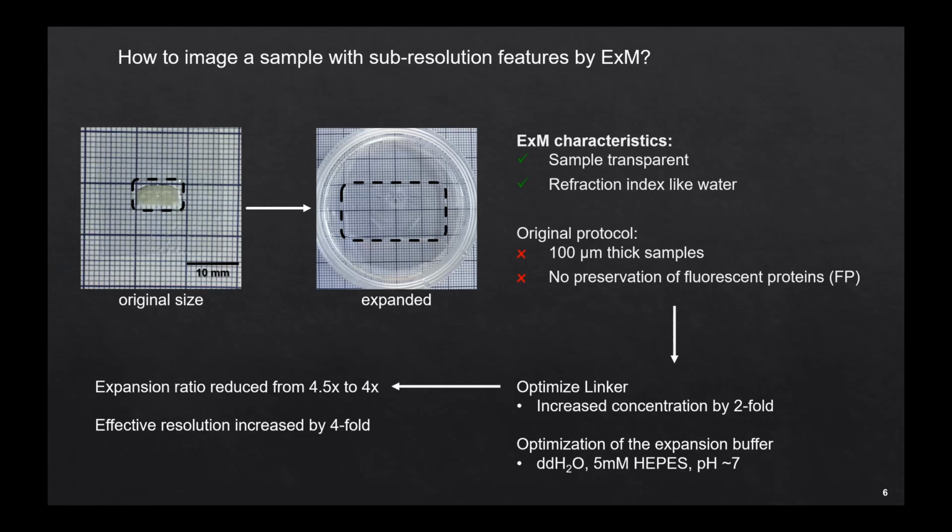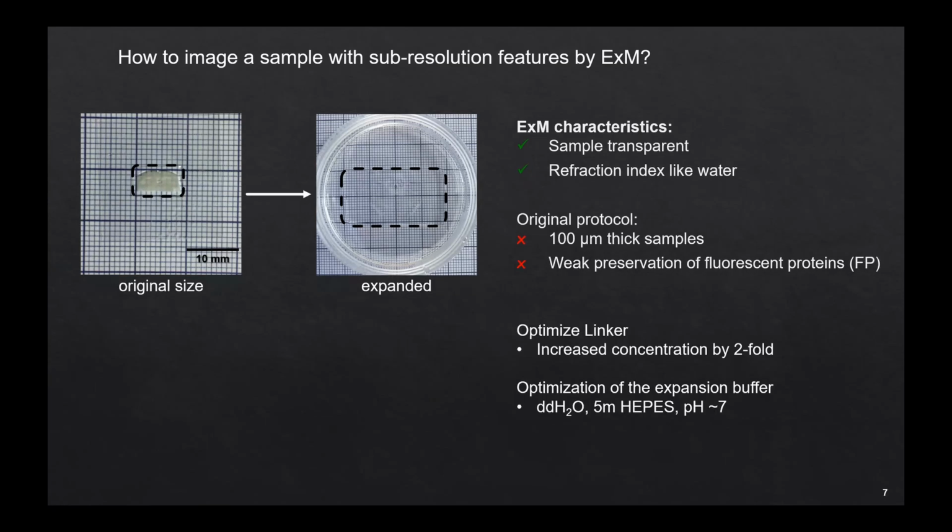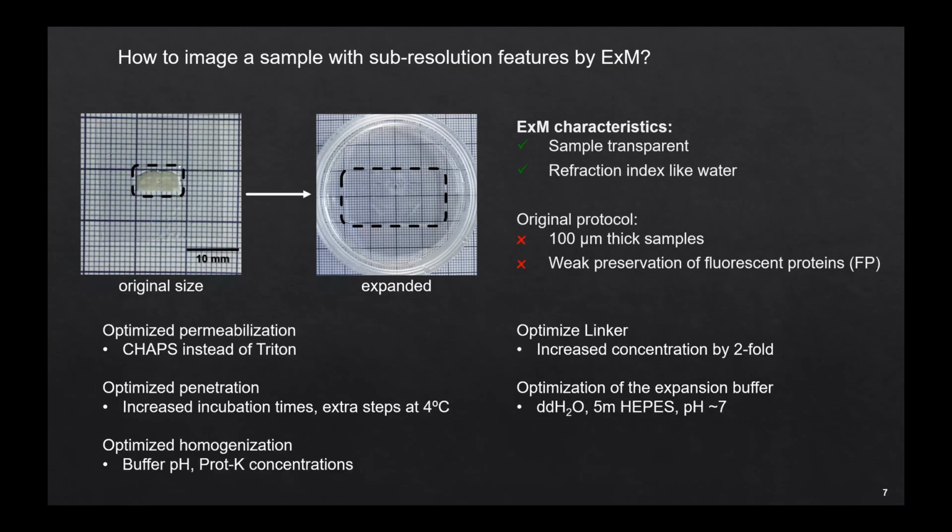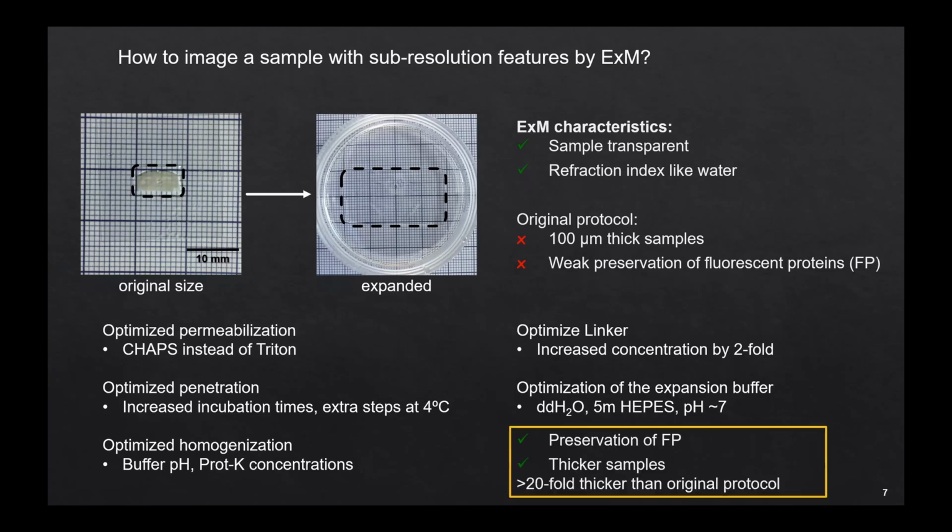Now, how to get the protocol working on thicker samples? Well, for that, we optimize the permeabilization of the sample, penetration, incubation steps, and how we do the digestion. So with that, we can work with samples that are more than 3 millimeter thick. That will be 12 millimeter in thickness after expansion, still preserving fluorescent proteins and all the structure.